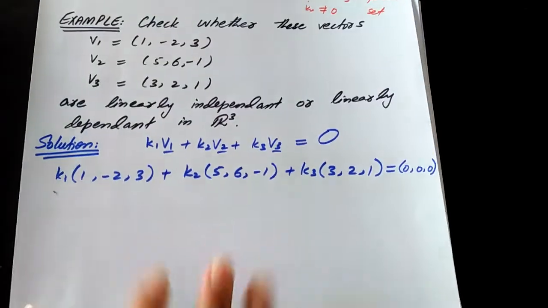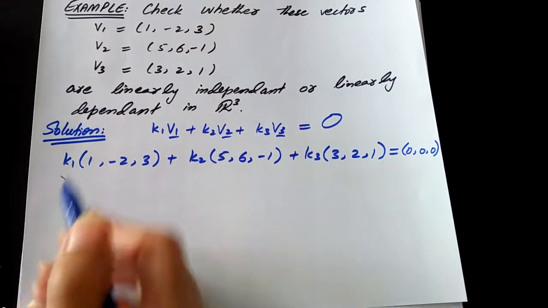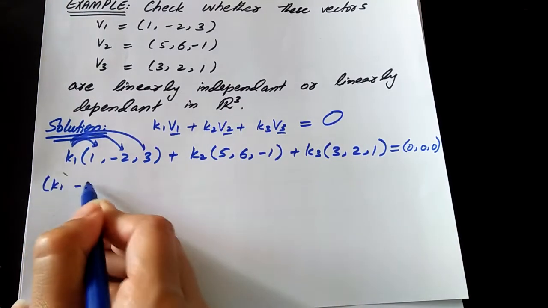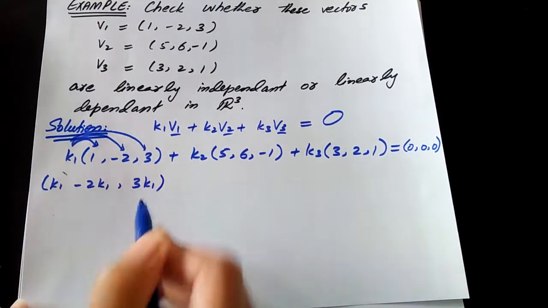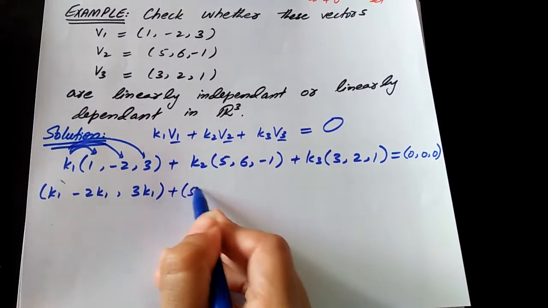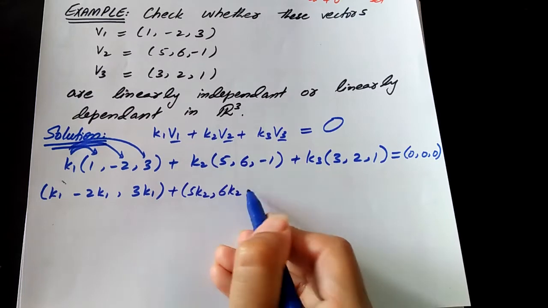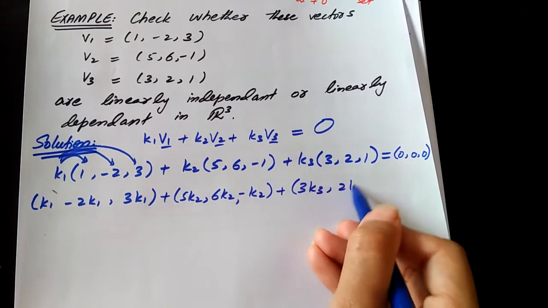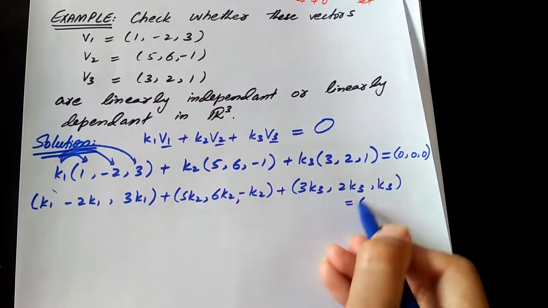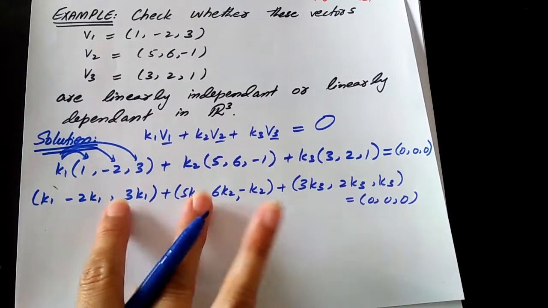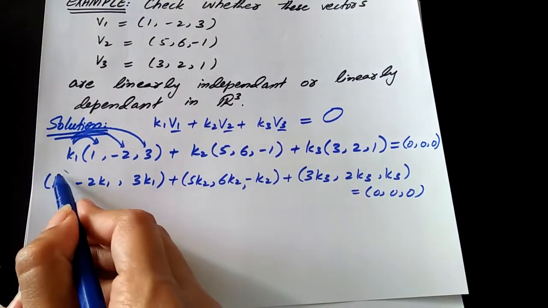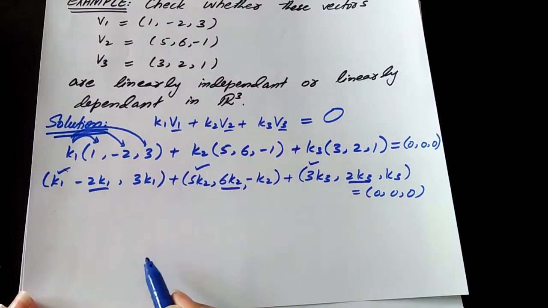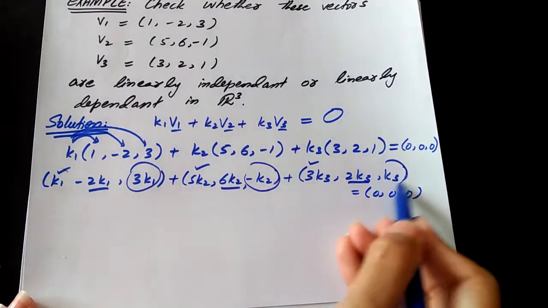Now simplify all these terms. Multiply k1 inside. You will get k1, minus 2k1, 3k1. Now multiply k2 inside, we get 5k2, 6k2, minus k2. Now multiply k3 inside, you get 3k3, 2k3 and k3. That is equal to the 0 vector. Now add all these vectors. First entries will be added with the first entries, second entries with the second entries, and the third entries with the third entries.